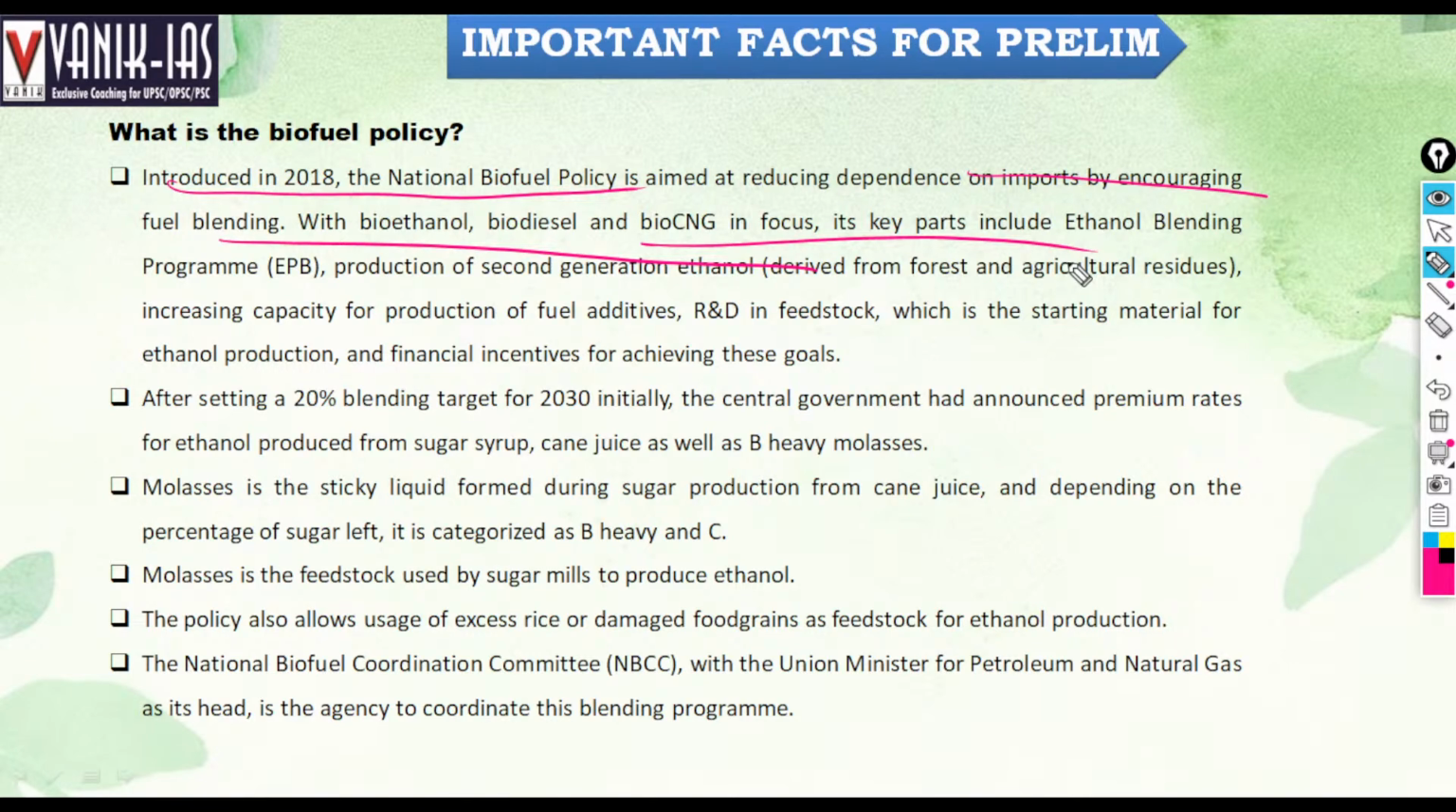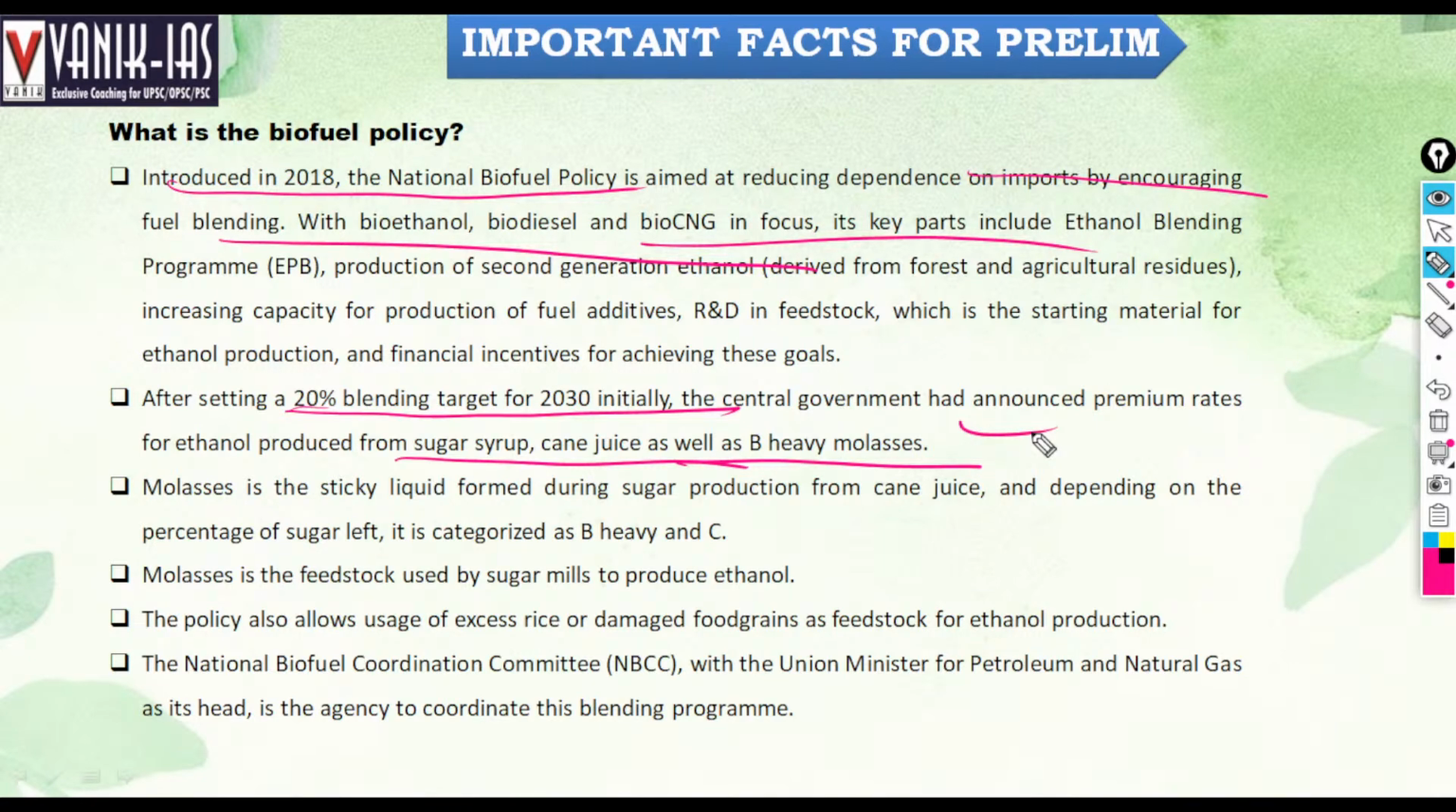After setting a 20% blending target for 2030 initially, the central government has announced premium rates for ethanol produced from sugar syrup, cane juice, as well as B heavy molasses. From sugarcane molasses, biofuel is created. Molasses is a sticky liquid formed during sugar production from cane juice, depending on the percentage of sugar left. Molasses is the feedstock used by sugar mills to produce ethanol.